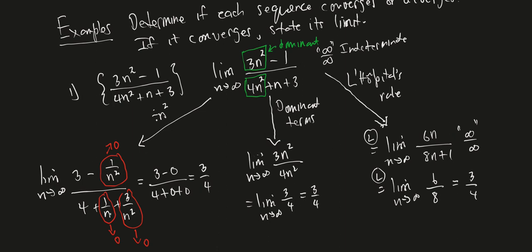And then of course you can use this approach of dividing by the highest power of n. And I would say of the three methods, this is the one that's, I guess, most limiting, because what if it's not a rational sequence like this? In fact, let's look at our number 2, right?